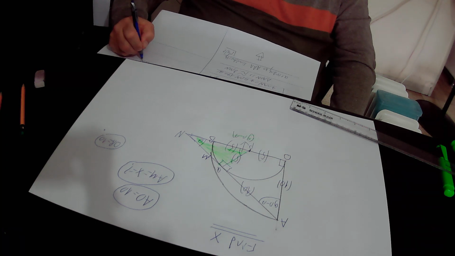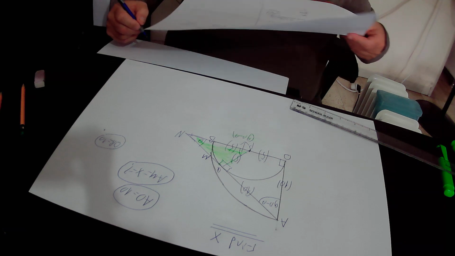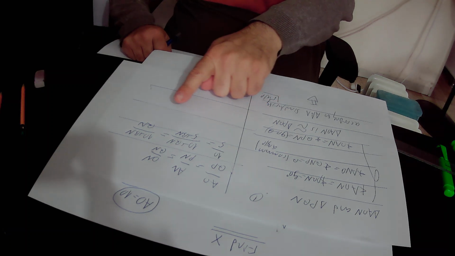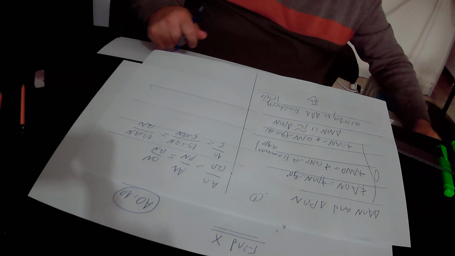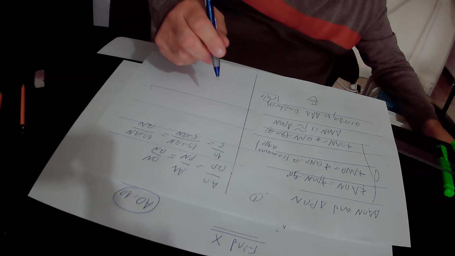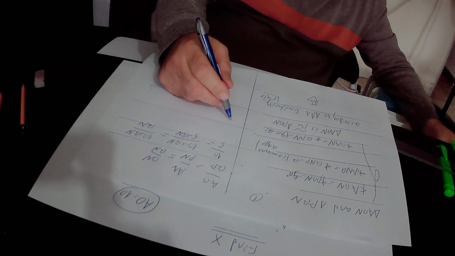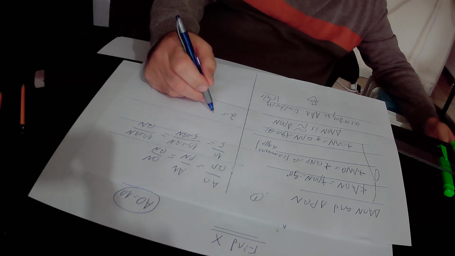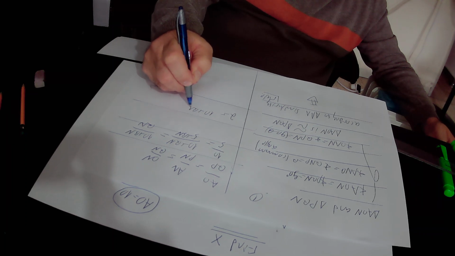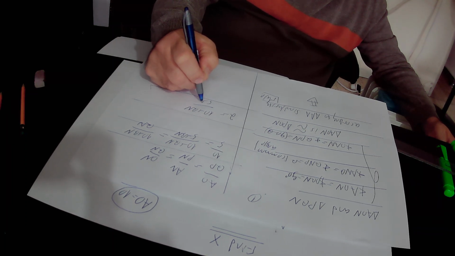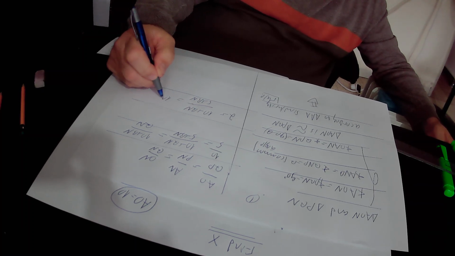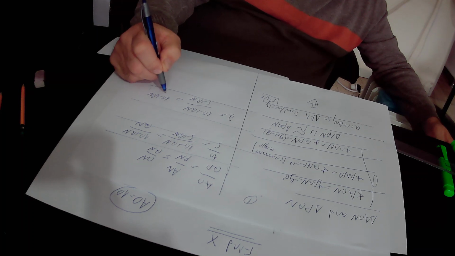So in conclusion, we found out that 10 over 5 equals 10 plus QN over 5 plus BN, and it is also equal to 10 plus BN over QN. 10 over 5 is 2, so 2 equals 10 plus QN over 5 plus BN, and it is also equal to 10 plus BN over QN.